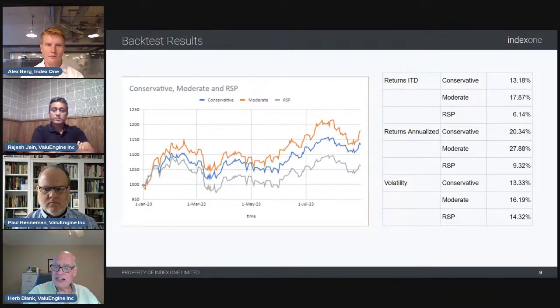The results have been there, and as you can see, both the conservative and moderate portfolios beat the benchmark handily, conservative by more than 2 times and moderate by more than 3 times. The volatility of the conservative was a bit less than the benchmark, and the moderate was just a bit more than the benchmark. The associated Sharpe ratios are 1.5 for the conservative portfolio and 1.7 for the moderate portfolio, compared to 0.7 for RSP.